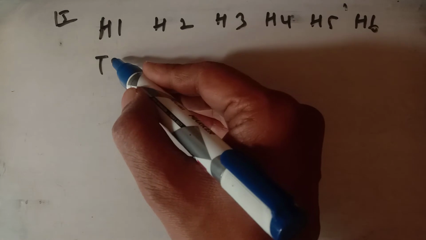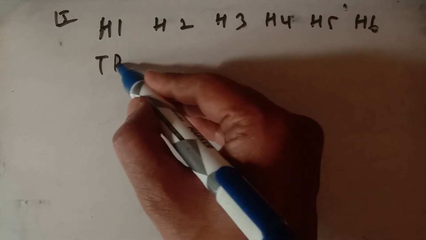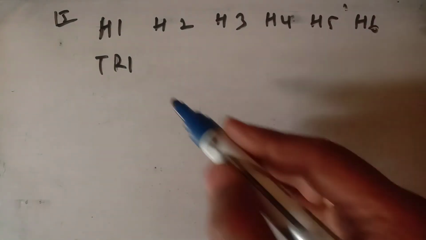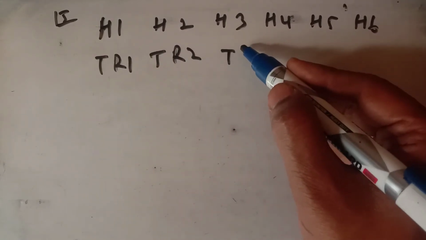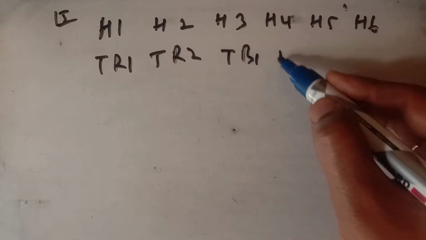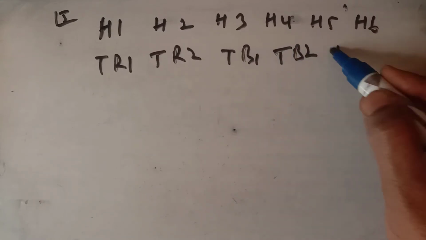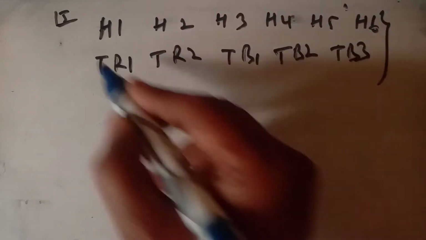So red, if a tail on the coin, it can be first red ball from the bag because there are 2 red, so it can be second red ball. If we are taking out, it can be first black ball tail, it can be second black ball tail, it can be third black ball. So this is a sample space.